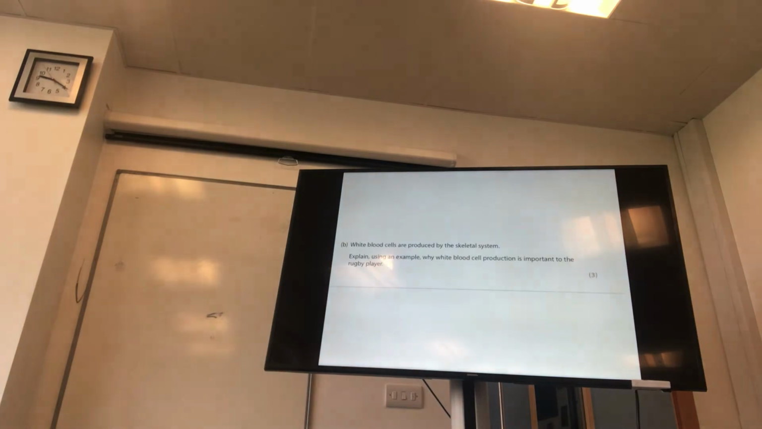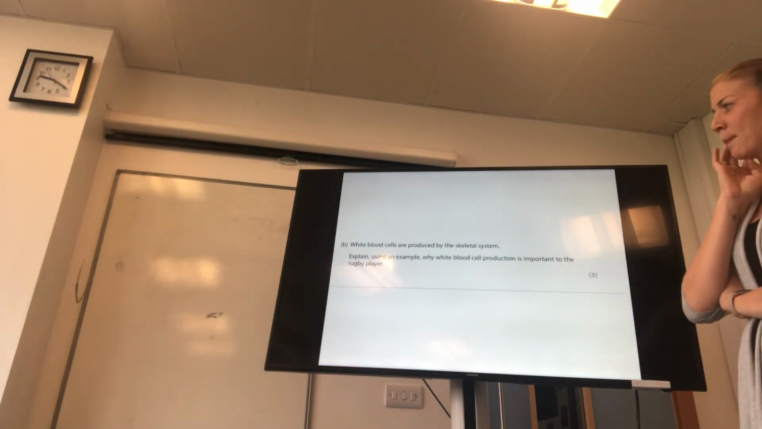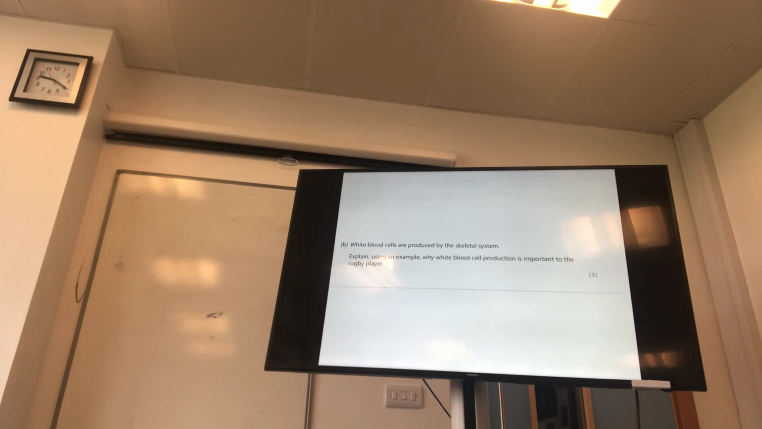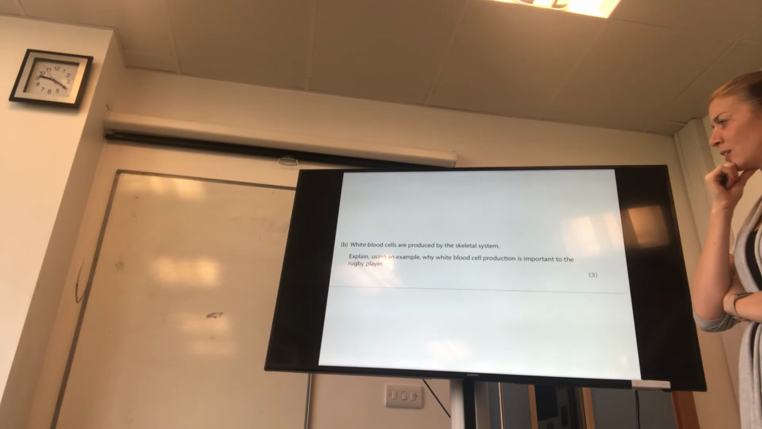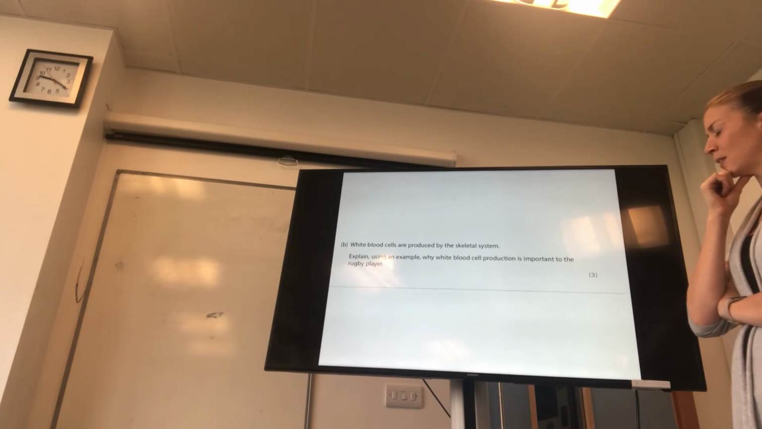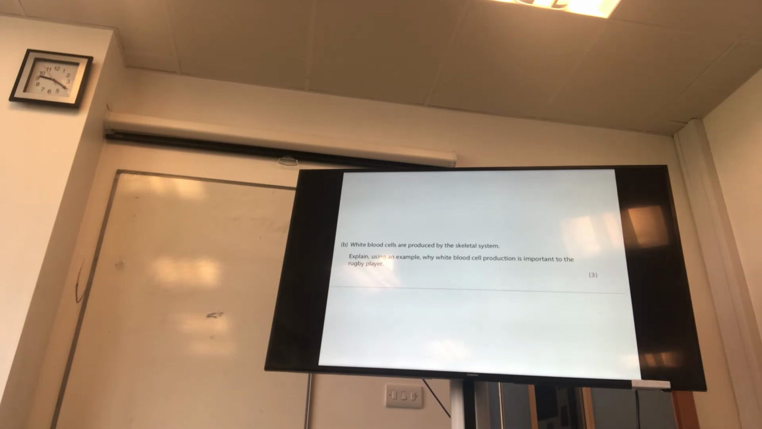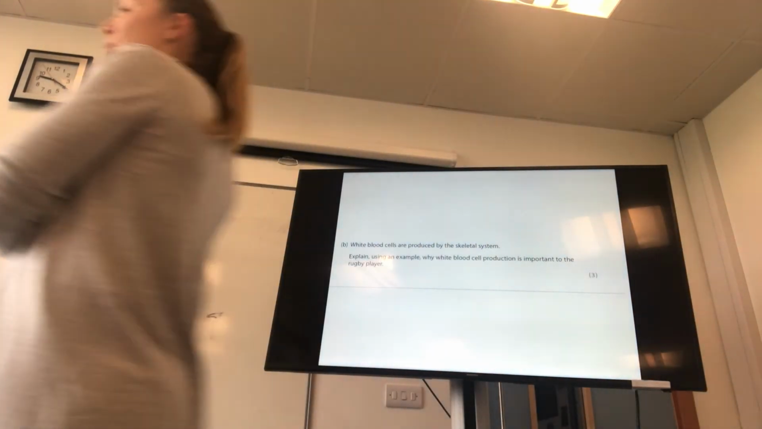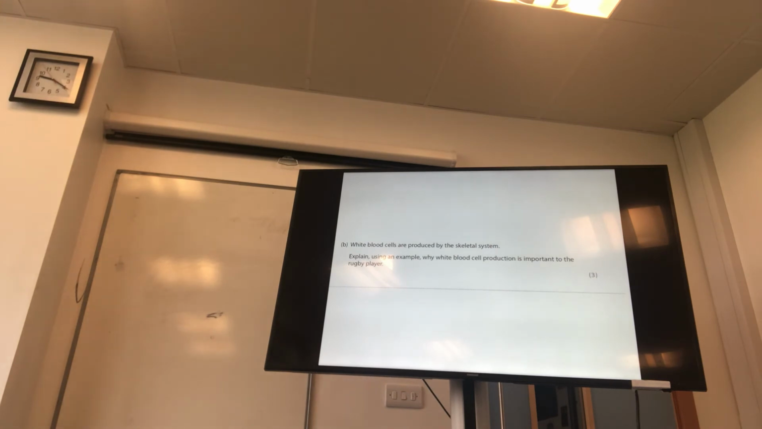Let's go on. So for B, it says white blood cells are produced by the skeletal system. So we're on to a different function of the skeleton now. Explain using an example why white blood cell production is important for the rugby player. Pop it down and then we look at the mark scheme. What is it about the white blood cells that will improve her ability to play rugby or allow her to be safe while playing rugby maybe?